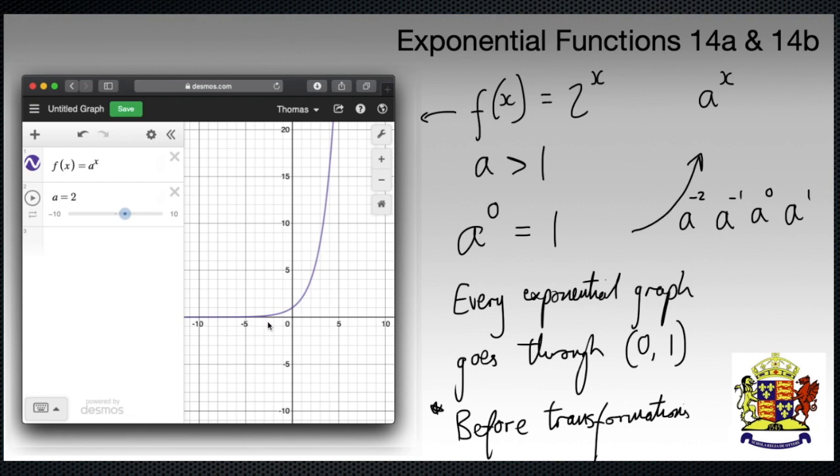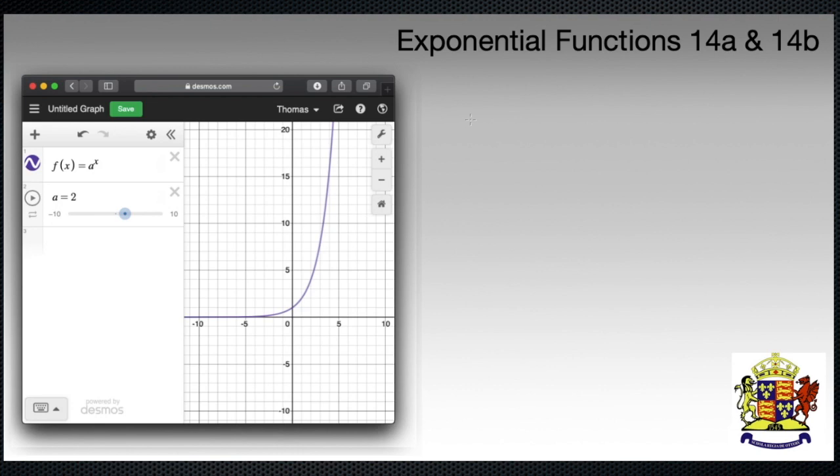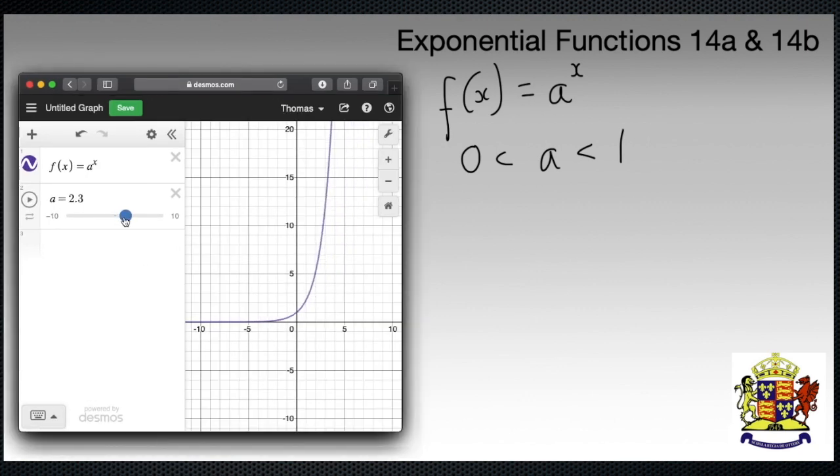Right, let's look at what happens when a is between 0 and 1. Okay, so for our function, f of x equals a to the x, when a sits below 1 but more than 0, let's see what happens. So we have our generally positive looking exponential graph when we're above 1. When we get to 1, we flatline. And at this point, you might be thinking it might go down here. But if we think about this really carefully, we're actually going to go the other way. So what we have is this downward slope.